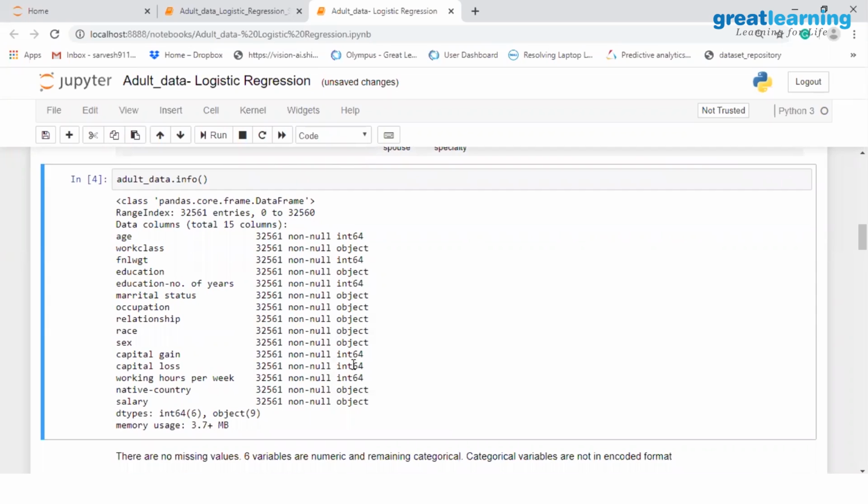The capital gain is an integer. These are all numerical values. The native country is a string. The salary is an object. So we have to change them to the respective types.